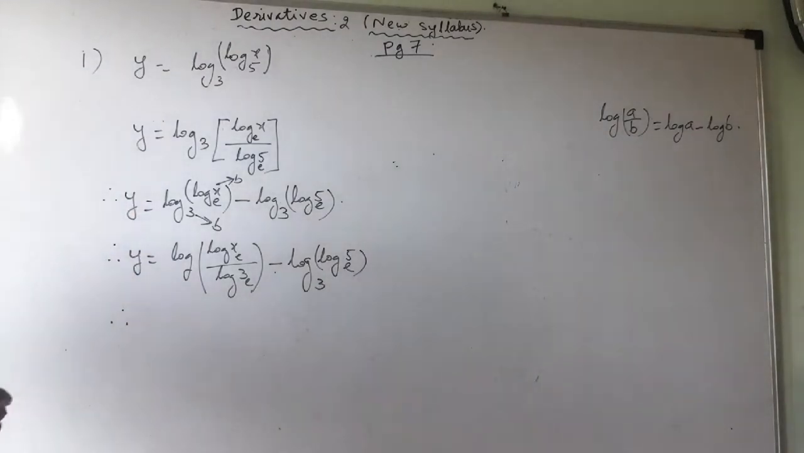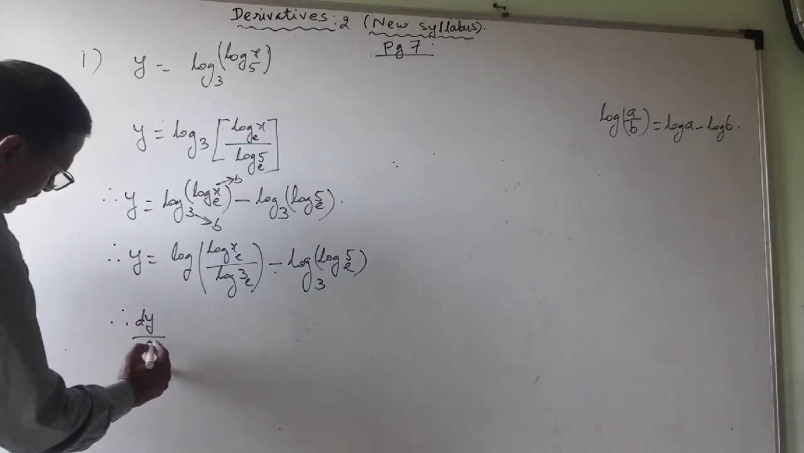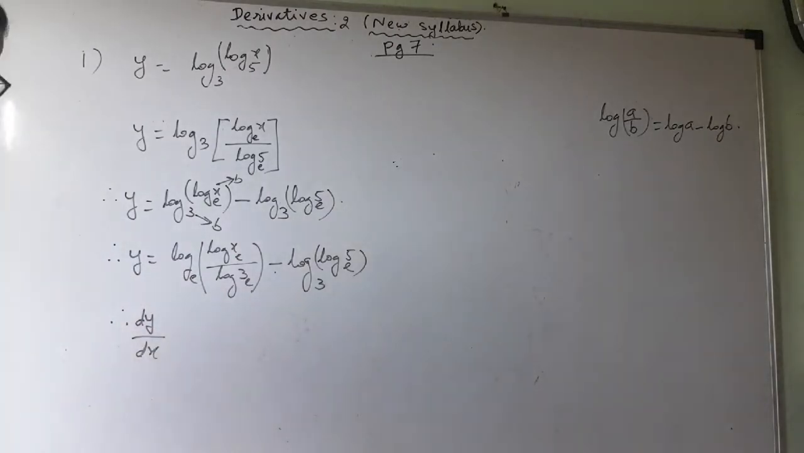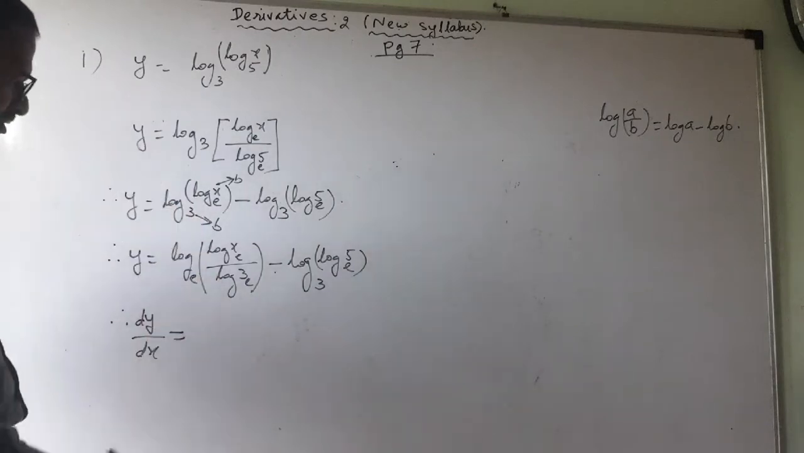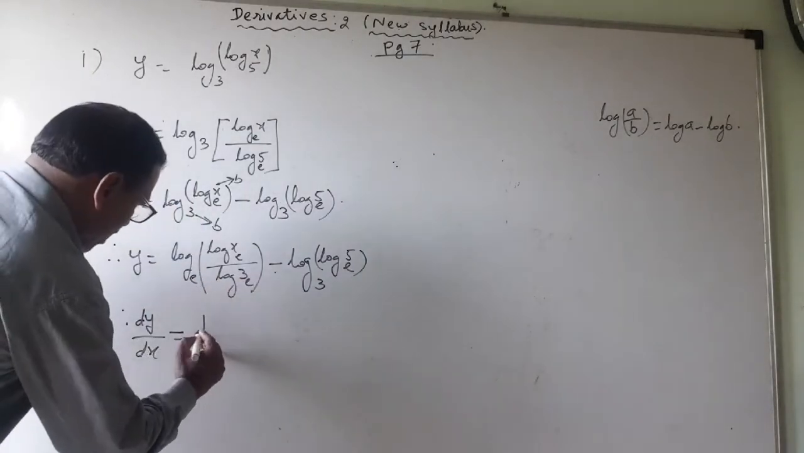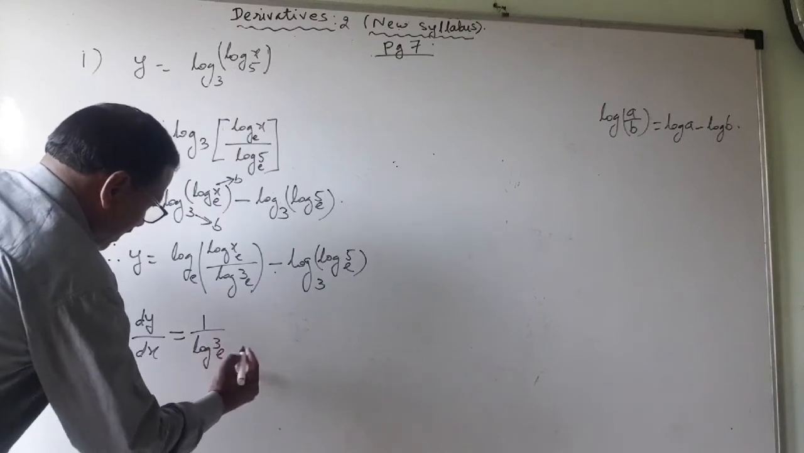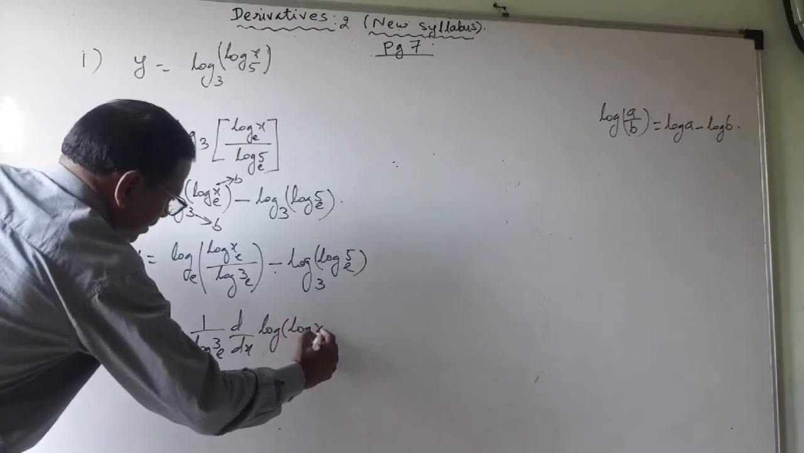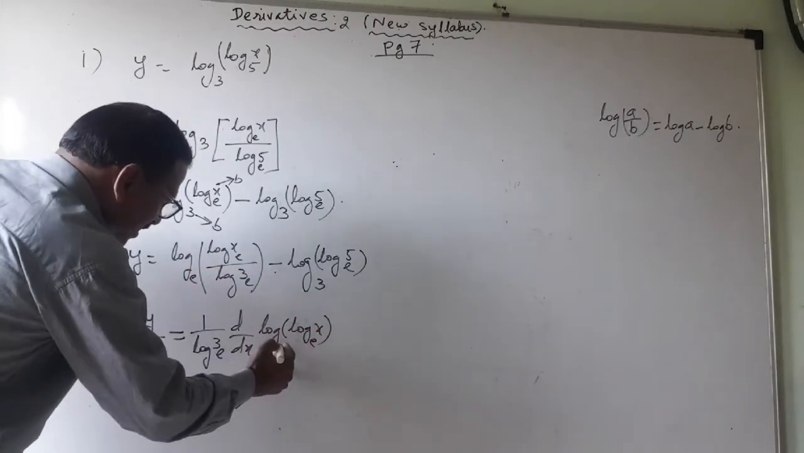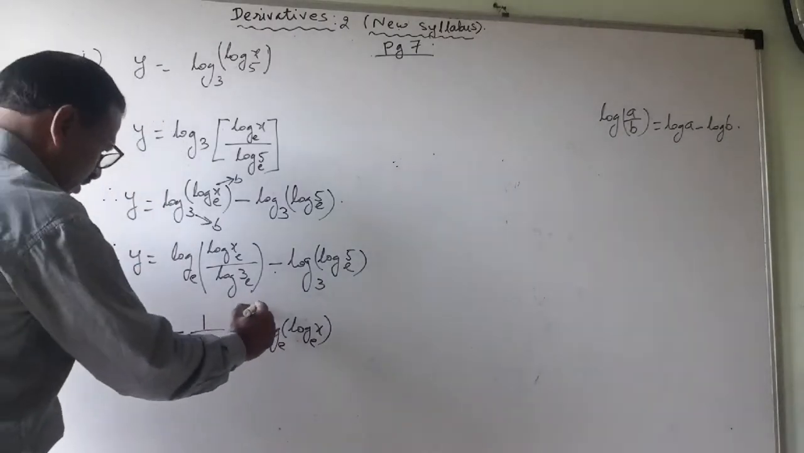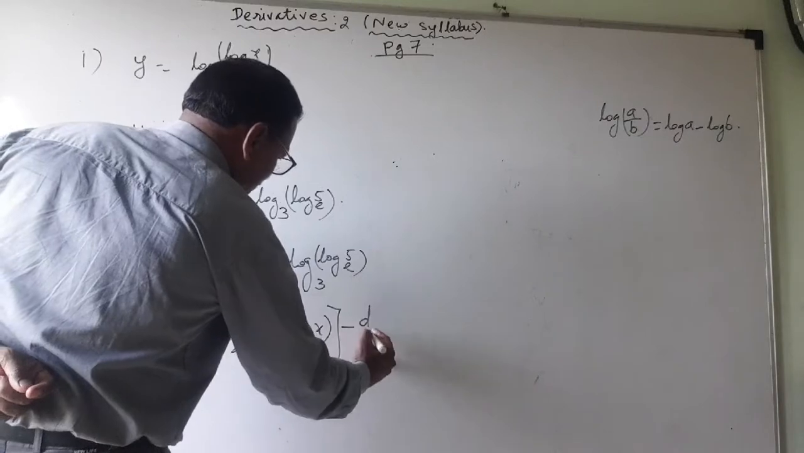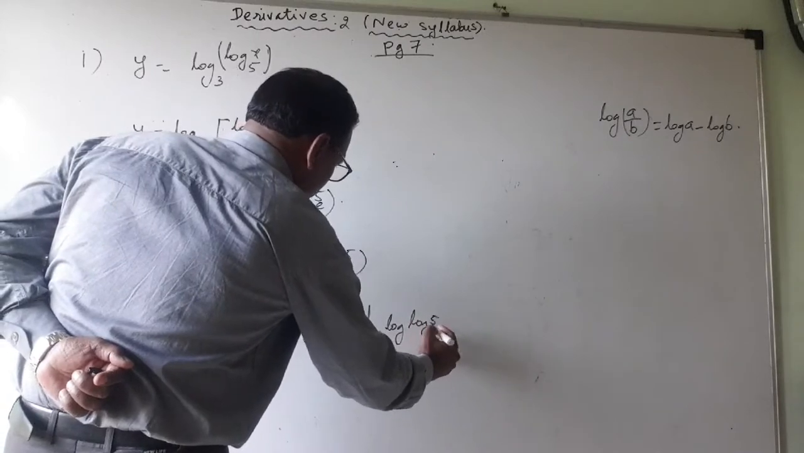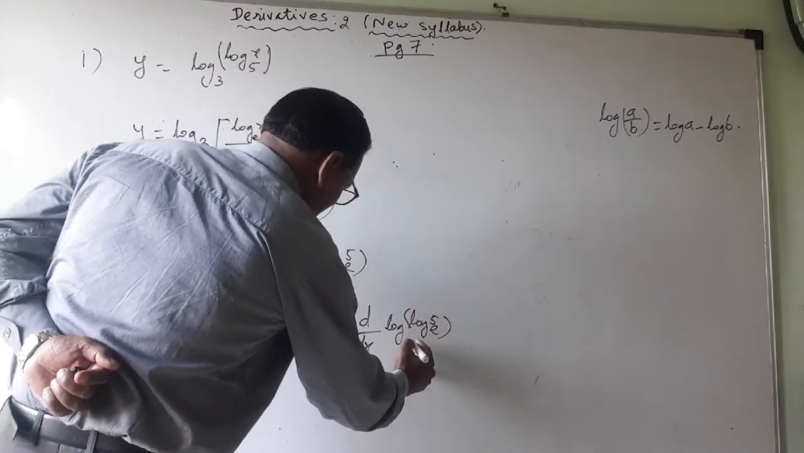Now I want to take the derivative, dy by dx. Here what is the base? e is the base. Don't forget this. dy by dx is equal to, I am taking the derivative of the variables. This is the constant, I will take it out. Log of 3 to the base e into d by dx of log of x, here the base is e. Need not mention this much part. Minus d by dx of log of 5 to the base e, and here the base is 3.